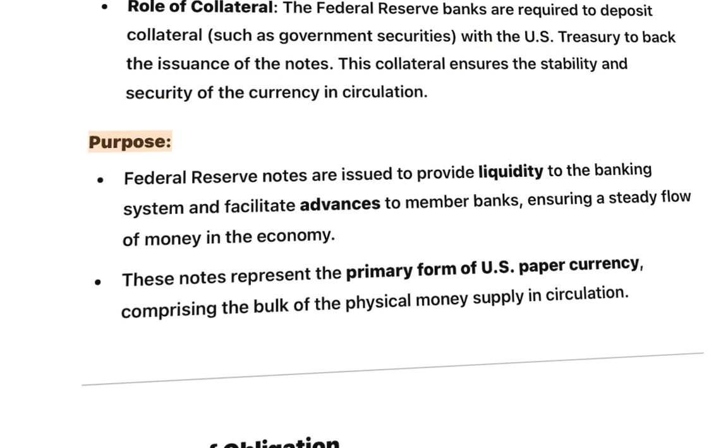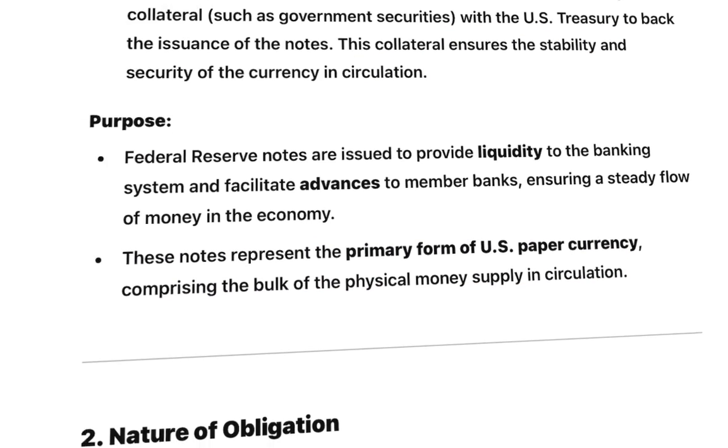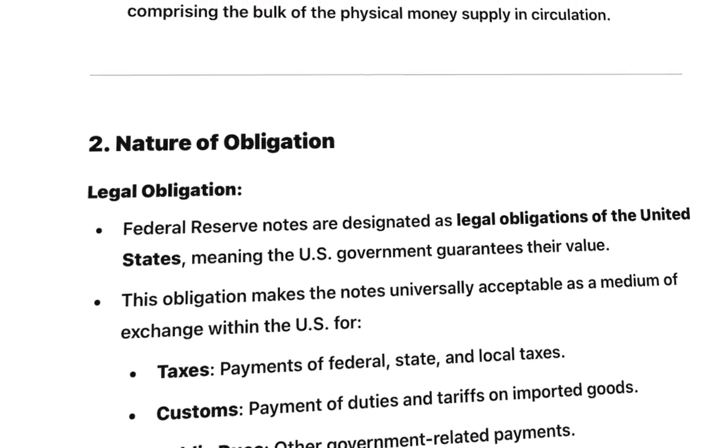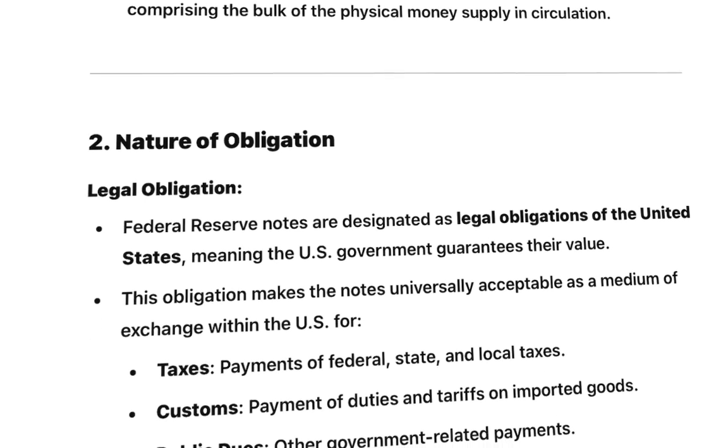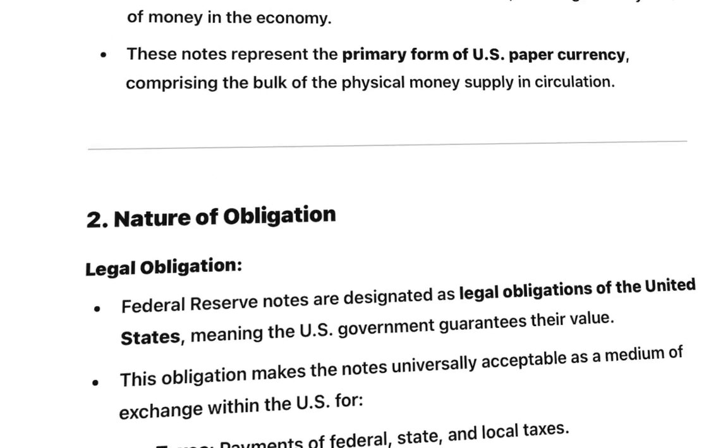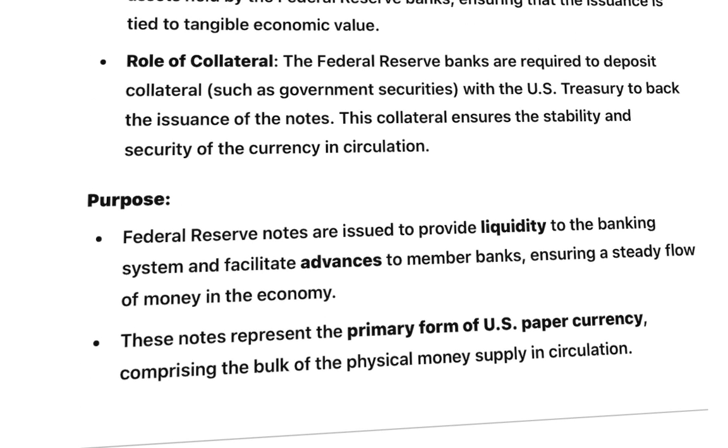Purpose. Federal Reserve notes are issued to provide liquidity to the banking system and facilitate advances to member banks, ensuring a steady flow of money in the economy. These notes represent the primary form of U.S. paper currency, comprising the bulk of the physical money supply in circulation.